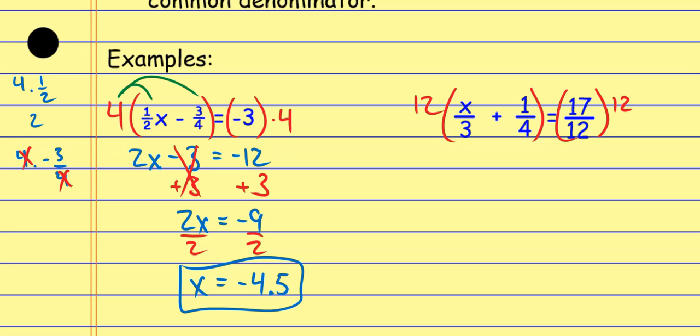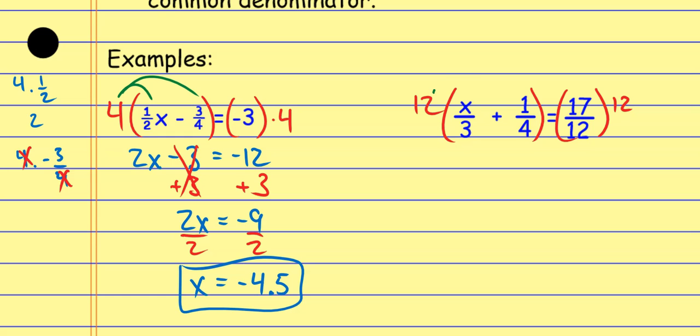And 12 is not the only value. I could multiply each side by 24, and that would work because 24 is divisible by 3, it's divisible by 4, and it's divisible by 12, okay? So we just need to multiply by something that's going to cancel out all of those divisions, okay?